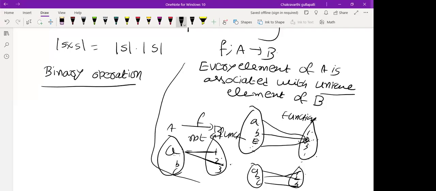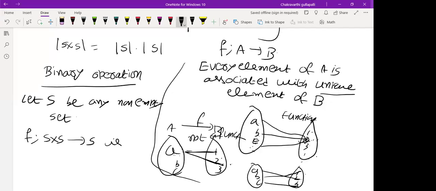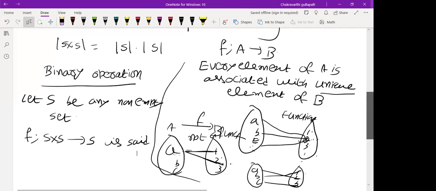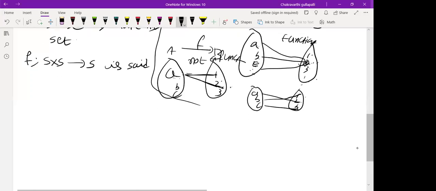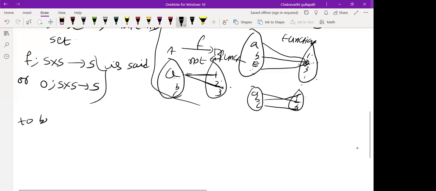Now, for a binary operation, let S be a non-empty set. If S is any non-empty set, then a function, denoted by F, from S cross S to S, a function defined like this, is said to be a binary operation. This is denoted by F, or generally by a symbol, circle or star. Instead of F, you can take circle, star, or F, is said to be a binary operation, provided it satisfies two conditions.